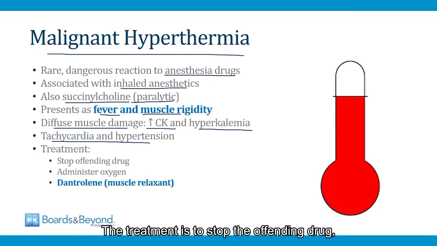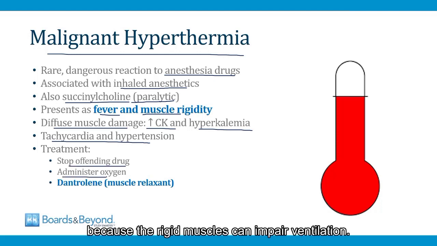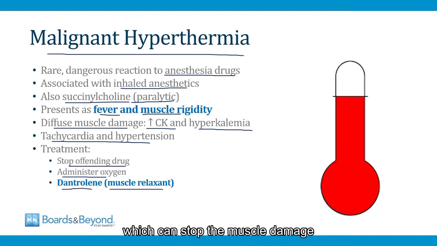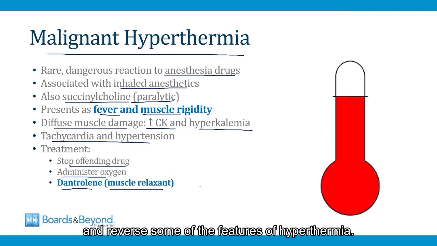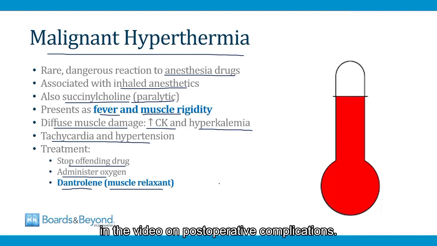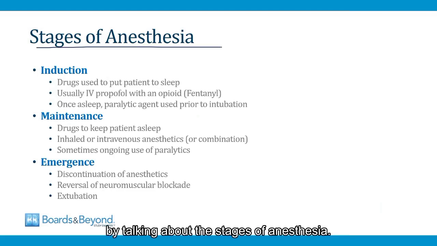The treatment is to stop the offending drug, administer oxygen because the rigid muscles can impair ventilation, and then dantrolene is a muscle relaxant which can stop the muscle damage and reverse some of the features of hyperthermia. And once again, I talk about this in detail in the video on postoperative complications. I'll finish this video by talking about the stages of anesthesia.